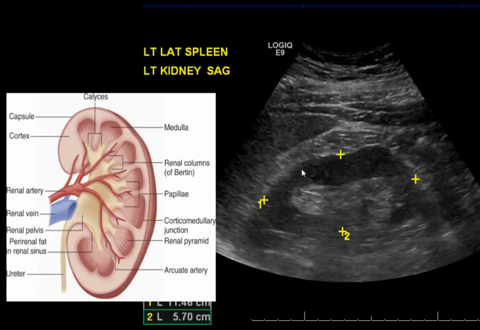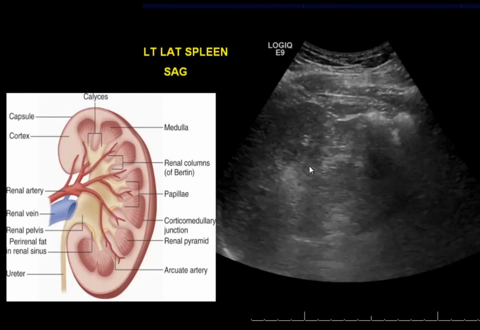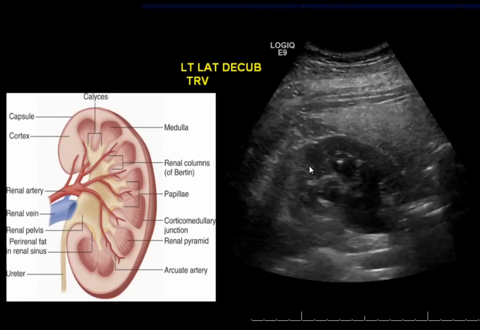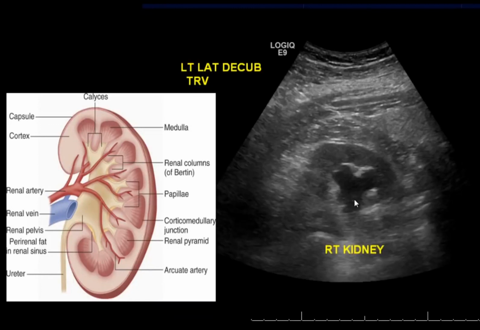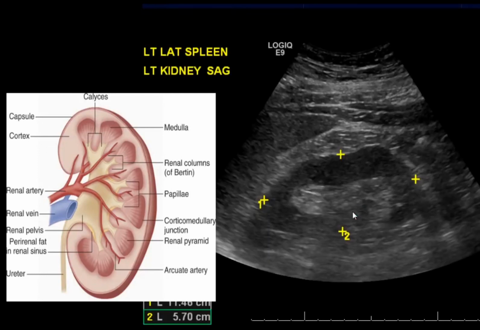So here's the anechoic collecting system, calyces, infundibula, renal pelvis. In contrast, here is his normal left kidney with a nice compact central sinus and no evidence of hydro on the left. So this is the spleen. So we do a lot of these studies because sometimes the clinicians cannot tell if it's medical renal disease or obstructive uropathy. So knowing what hydronephrosis looks like, we can grade hydronephrosis.